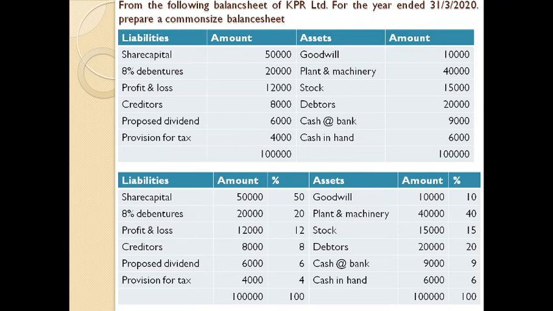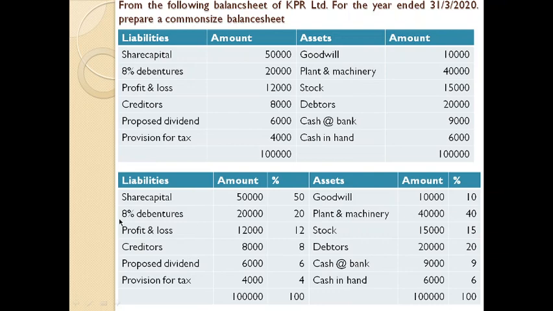First one, left side, liabilities. First, share capital. The amount is 50,000. Its percentage is 50. The equation is: the particular item you are going to choose, divided by the total of the balance sheet. Here the total is 1 lakh. Total means 1 lakh on the liability side or 1 lakh on the asset side; whatever, the amount will be the same. The equation is 50,000 divided by 1 lakh, you will get 50%.